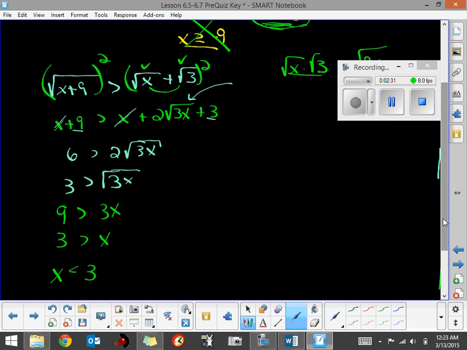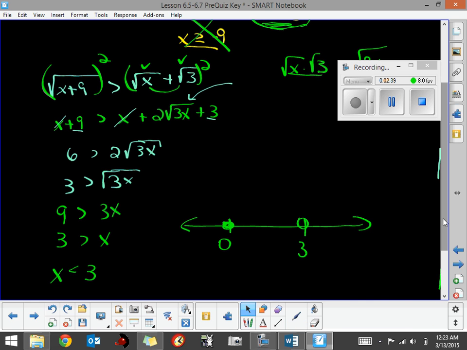So to graph those on a number line, we want every number between 0, including 0, and 3, but not including 3. So open circle on 3. And shading in between to indicate that we want every possible real number in between 0 and 3.